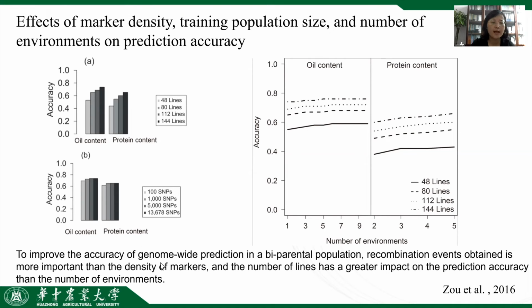And to improve the accuracy of genomic prediction in a biparent population, we found the recombination events obtained are more important than the density of the markers. And the number of lines has a great impact on the prediction accuracy. But overall, a larger size and more environments would also help to increase the prediction accuracy, of course.